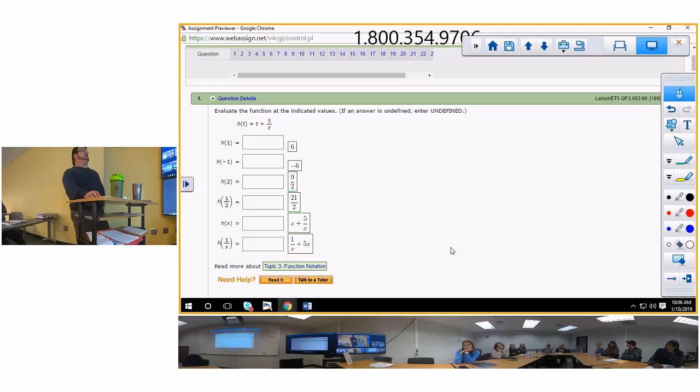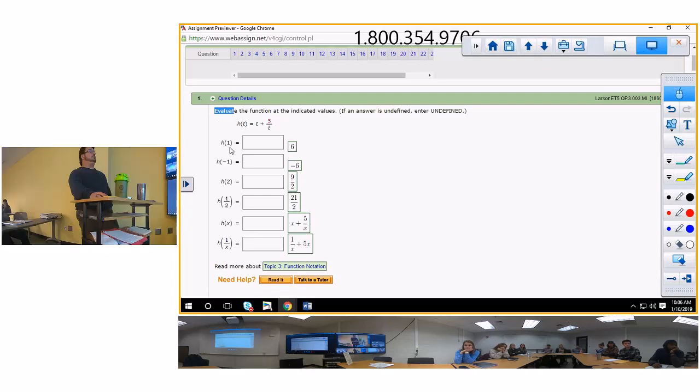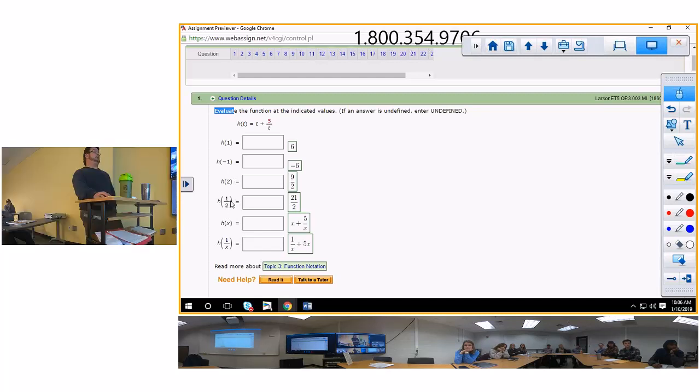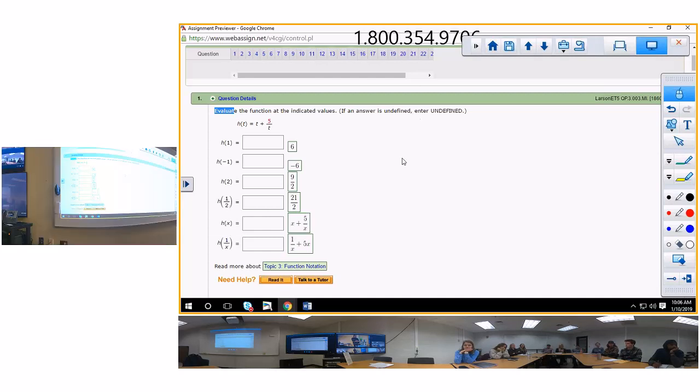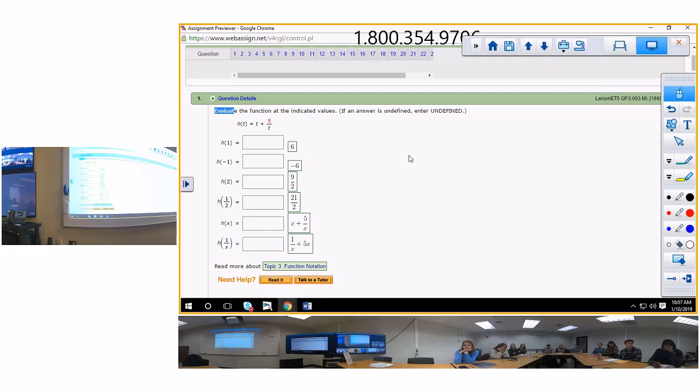See, here's a question right here. Evaluate the function at the indicated value. Evaluate is a 25-cent word for what? Plug and chug. You remember that from last semester, don't you? Evaluate means plug and chug. So plug in a 1, plug in a -1, plug in a 2, plug in a 1/2. Oh, that's going to obliterate some of y'all because y'all can't do anything with fractions. Plug in an x, the x plus 5 over x, and then plug in a 1 over x. And what they're getting you to do is, we're going to get to the difference quotient where you're plugging and chugging. But if your algebra sucks, then you're going to have a problem with plugging and chugging.